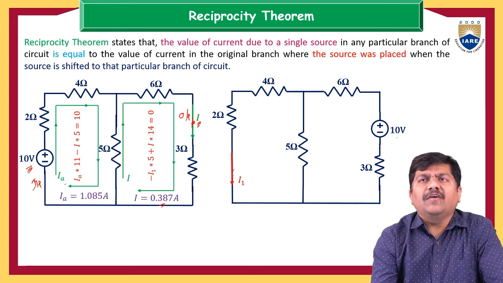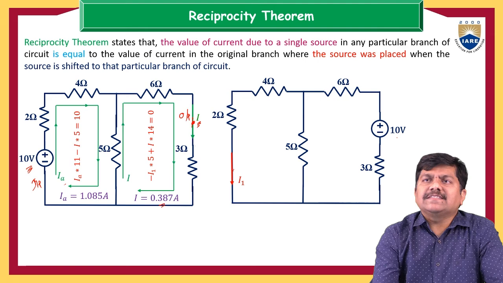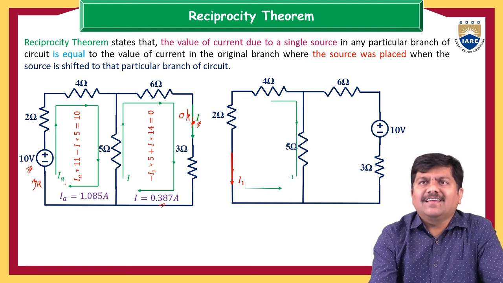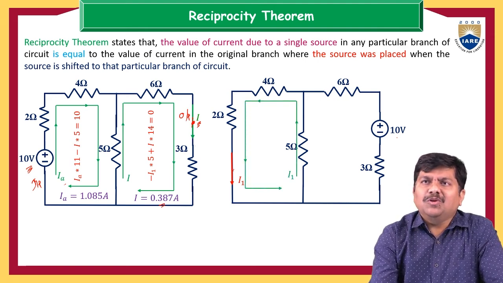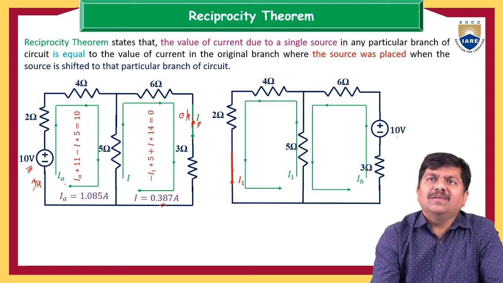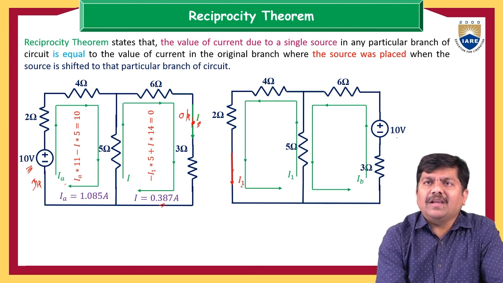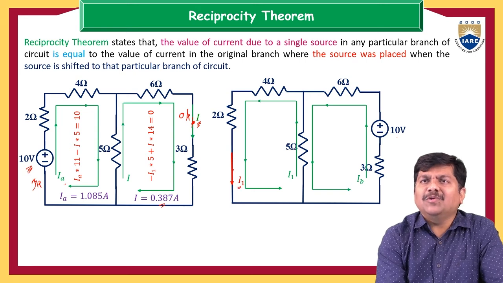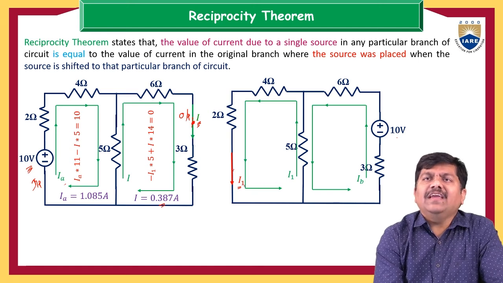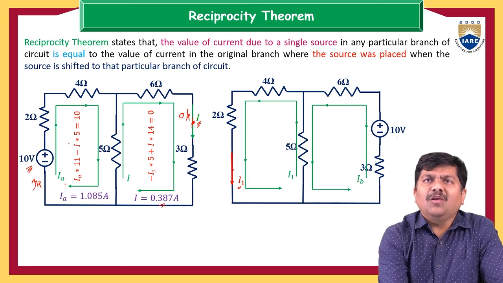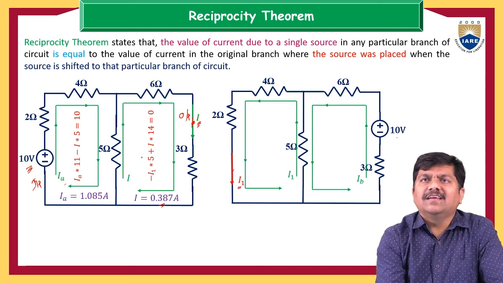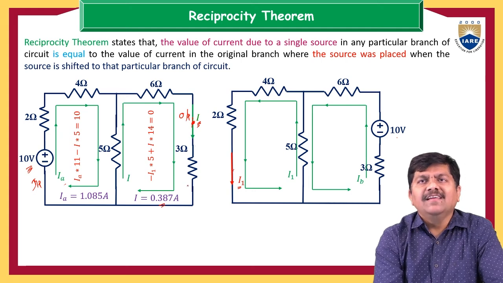So 10 volts is shifted to the output terminals and the response I am going to calculate at the input terminals. After shifting the input and output terminals vice versa, again apply KVL to the first loop and KVL for the second loop. Here the current is in the reverse direction without changing I1's property. That is one of the important things you have to observe. So I1 is in the anti-clockwise direction. Otherwise, we are habituated to take the clockwise direction for mesh currents.